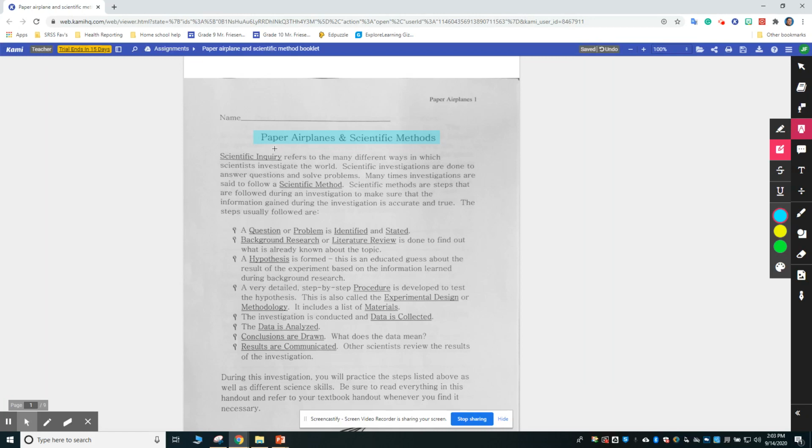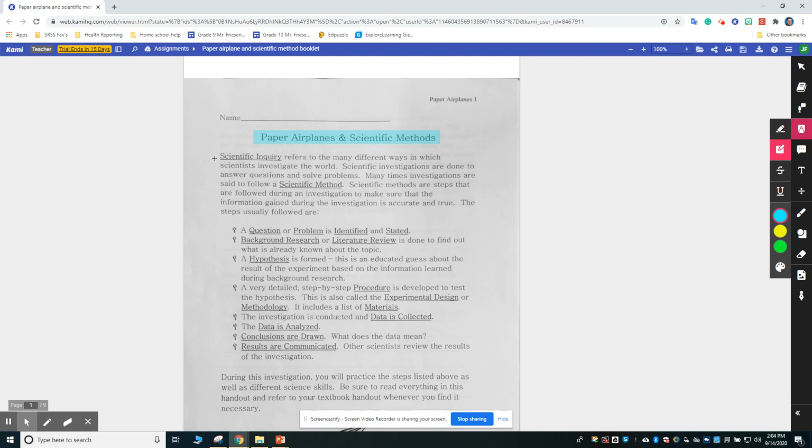All right, so we're going to be doing our paper airplanes and scientific method experiment. Scientific inquiry refers to the many different ways in which scientists investigate the world. Scientific investigations are done to answer questions and solve problems. Many times, investigations are said to follow a scientific method.